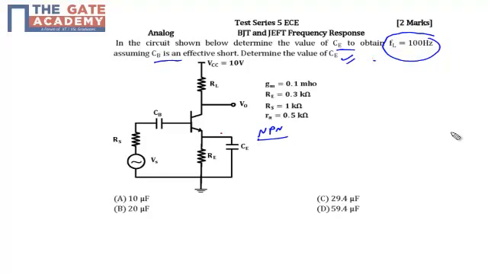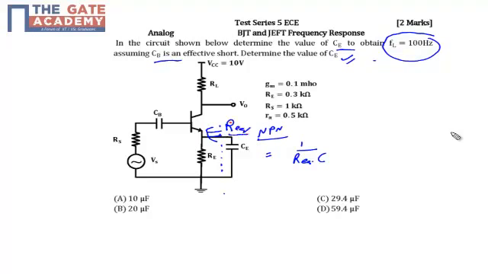As you can see, CE is connected in the emitter circuit. Basically, we need to find out the cutoff frequency corresponding to the emitter bypass terminal. We know that the cutoff frequency of any terminal is equal to 1 upon R equivalent of that terminal into C. So we need to find out the R equivalent of the circuit across the terminal.